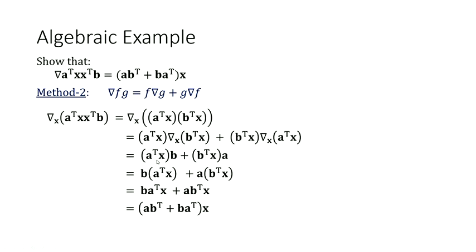Since A transpose X and B transpose X are scalars, I can manipulate them. So this is B times A transpose X. I take this B transpose X to the right and this A transpose X to the right of the first term. So I get this. And then I remove the parenthesis, I get this. I take X common outside. This is what I get. Same thing, right? So there are two ways to solve the same problem.